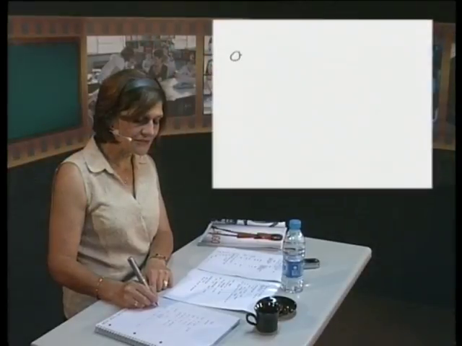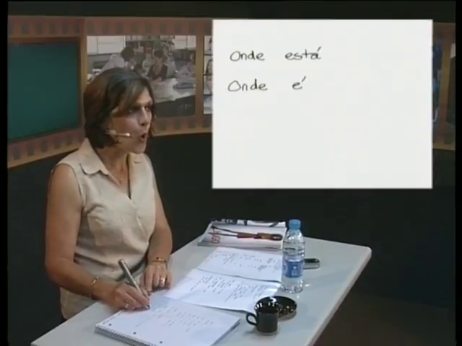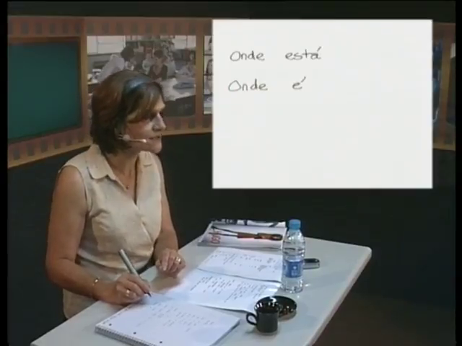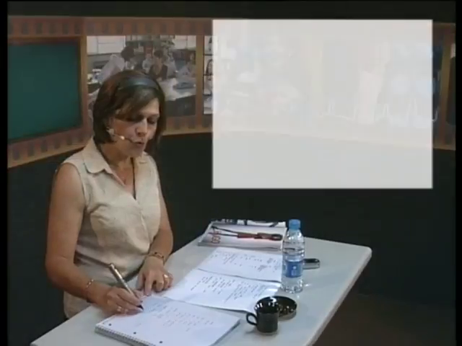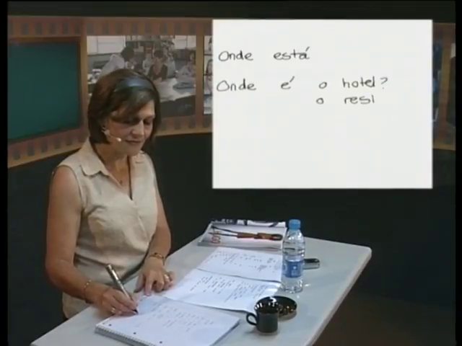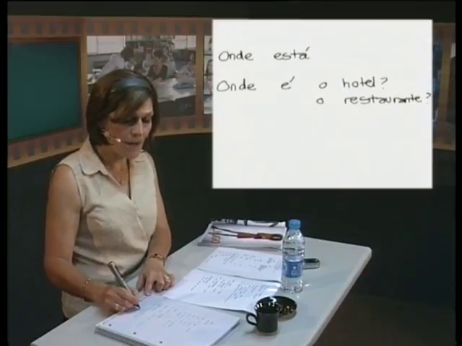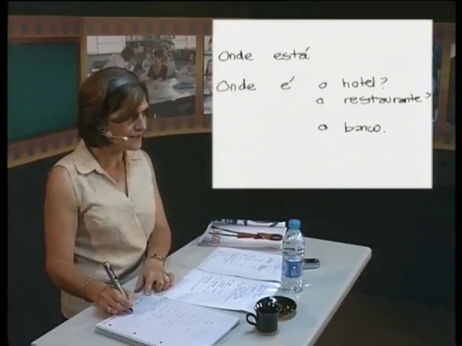Because when we are speaking about permanent places, then it's no longer onde está, right? It is onde é. Onde é. Where is for permanent places. What do I mean by permanent places? Where is the bank? Where is the hotel? Those are permanent places. Buildings will be there for a very long time in that place. So, onde é o hotel? Where is the hotel? Onde é o restaurante? Where is the restaurant? Okay? Onde é o banco? The bank. Right? Onde é, as opposed to onde está. Tudo bem?